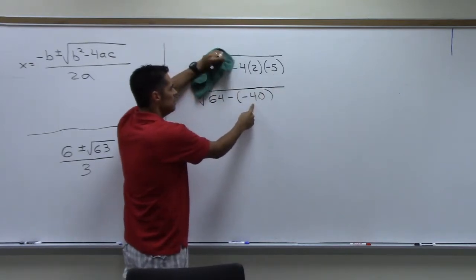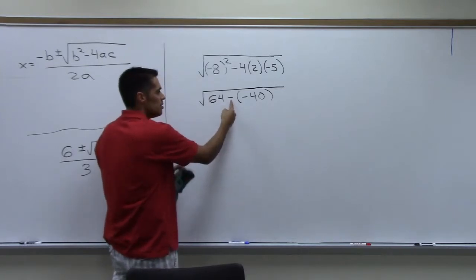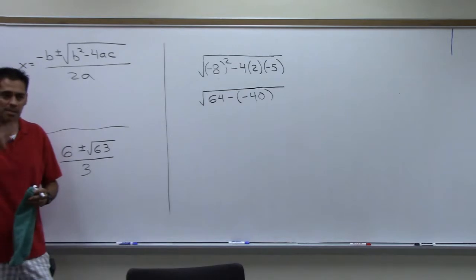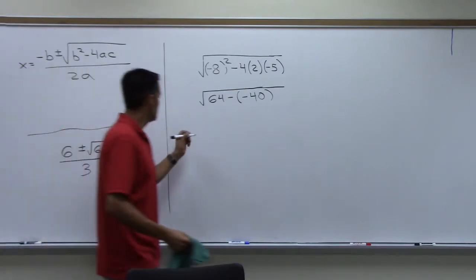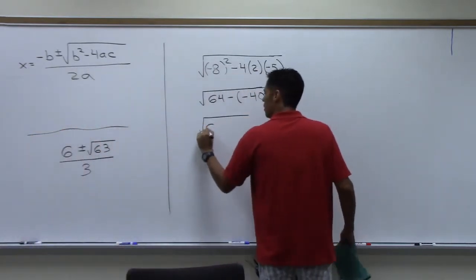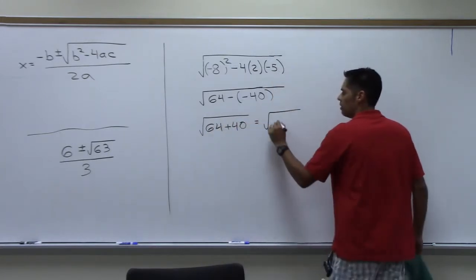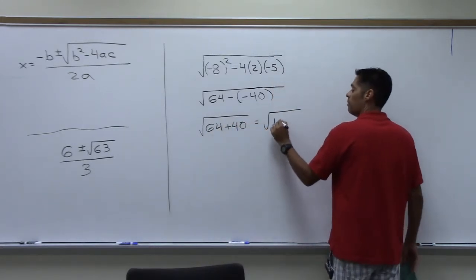But what was there? A minus, right? So now you have minus and negative. What does subtracting a negative do? It becomes addition. So this becomes root 64 plus 40, which is root 104.